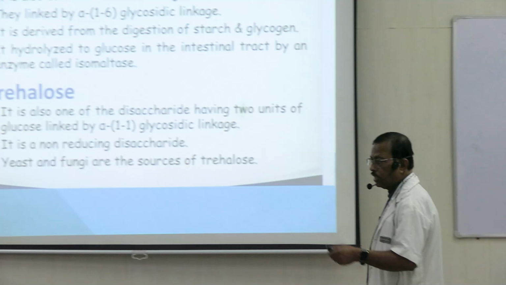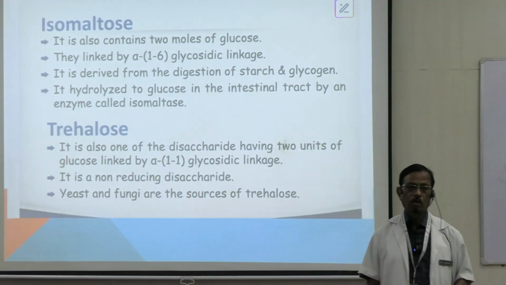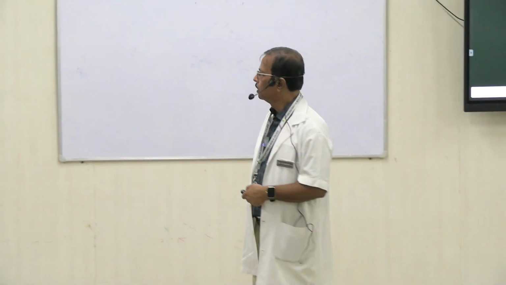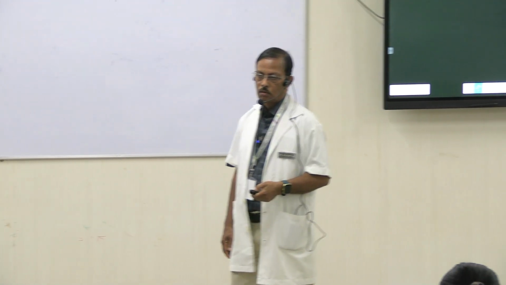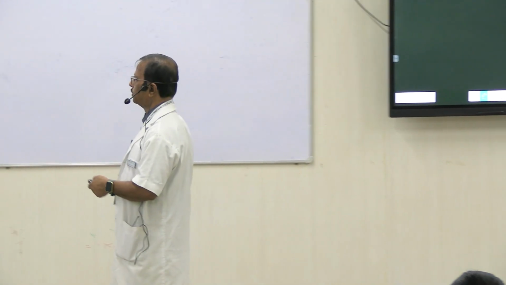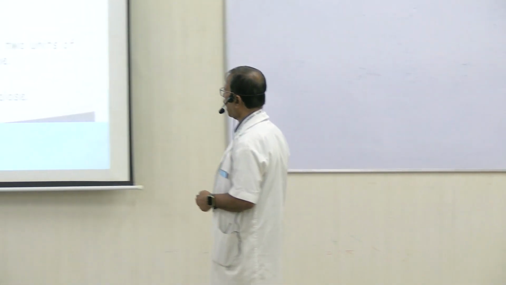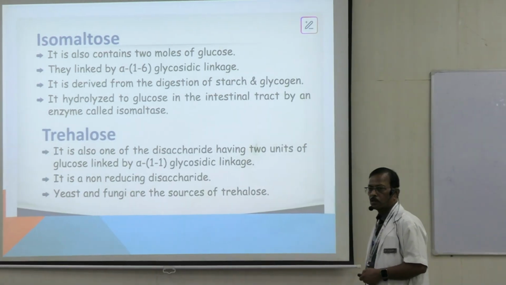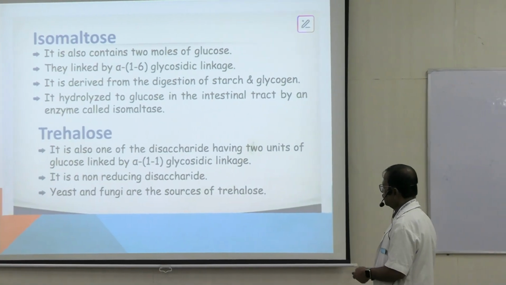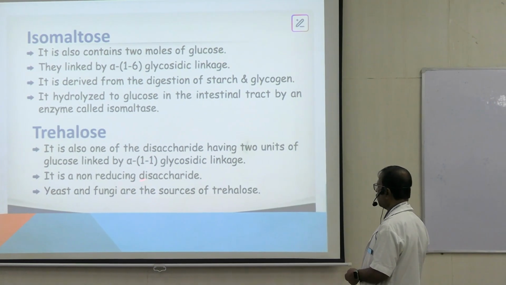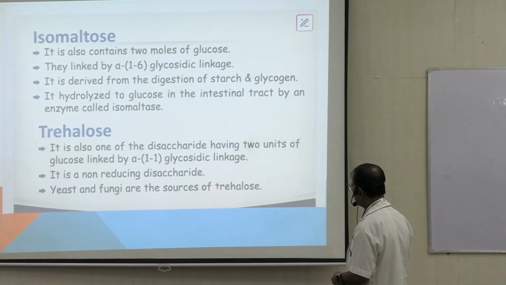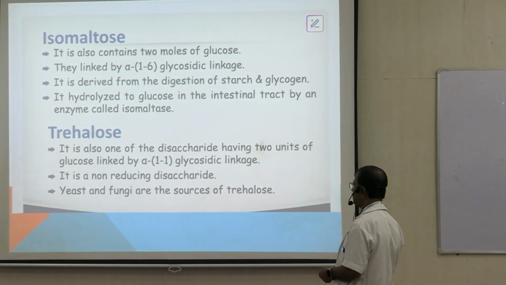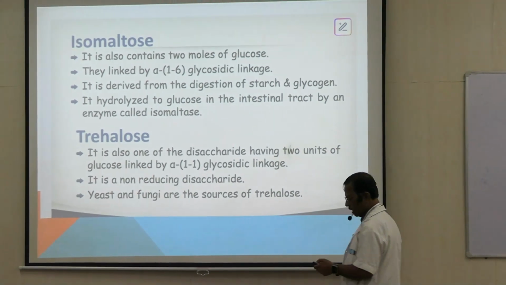Now, the enzyme which hydrolyzes the alpha 1,4 glycosidic bond is not capable of hydrolyzing the alpha 1,6 bond. That's why this disaccharide is separate, and isomaltase is the enzyme which can hydrolyze this bond. Trehalose is another disaccharide with alpha 1,1 glycosidic linkage, and trehalase is the enzyme responsible for its hydrolysis. It is found in yeast and fungi.